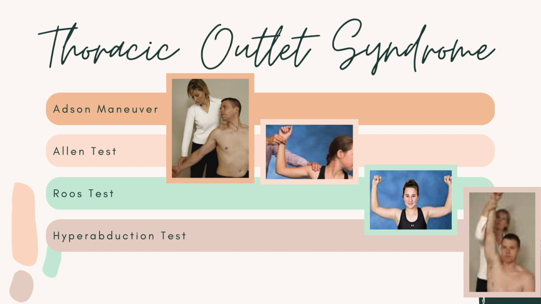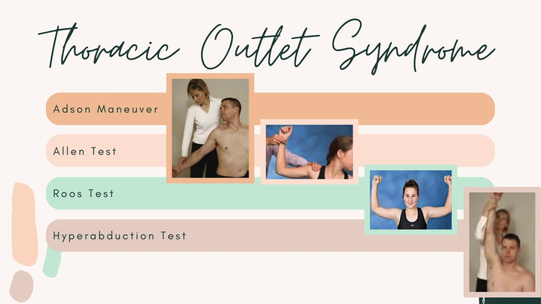Next, the Roos test. So this one you can test bilaterally, and there's no radial pulse check. So you're just going to ask the patient to abduct their arms to 90 degrees and externally rotate their shoulders with elbows flexed to 90. Patient is asked to open and close the hands for 3 minutes. A positive finding would be ischemic pain, heaviness or profound weakness of the arm, or paresthesia of the hand.